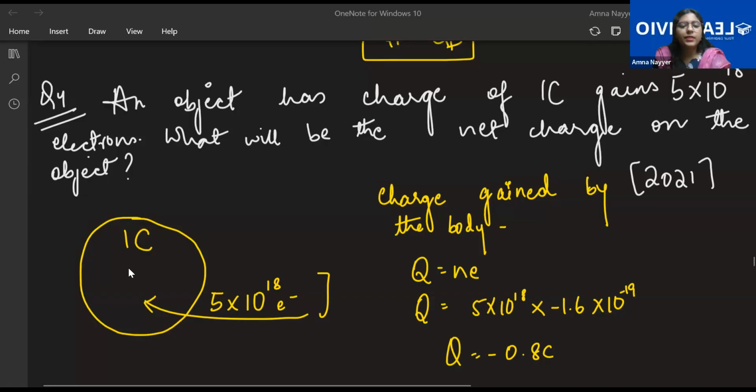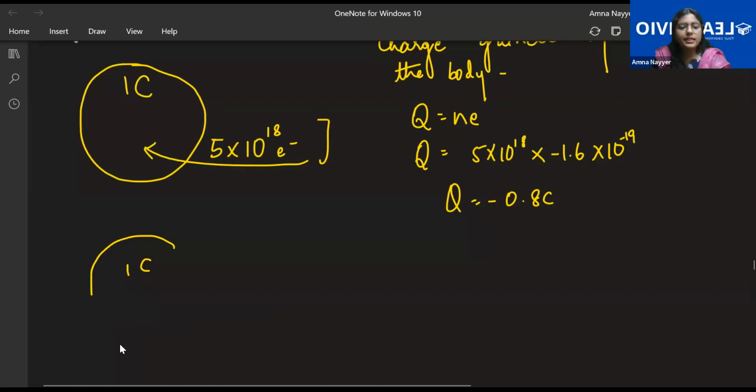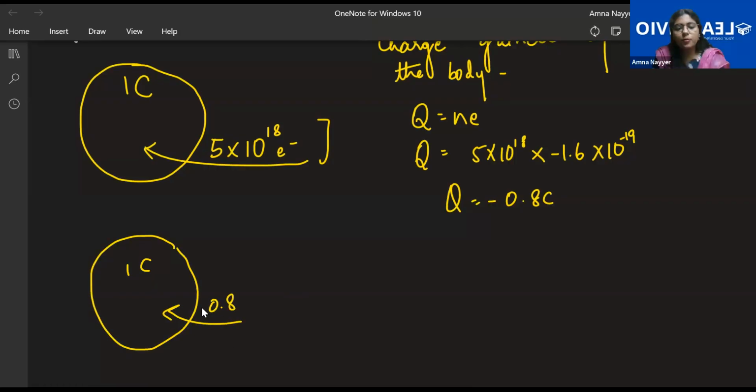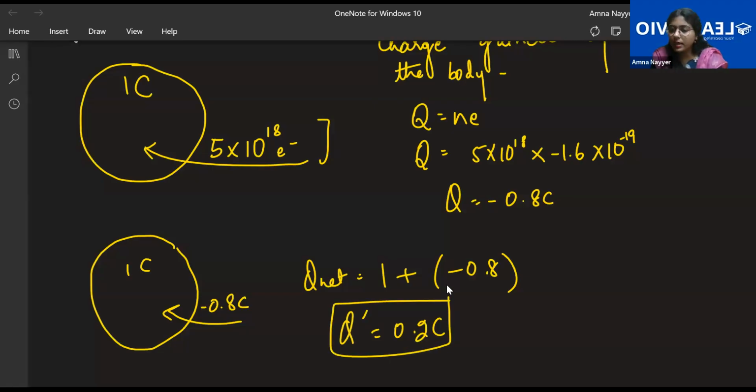Now you can relate it like this. If 1 coulomb is already present in a body, and minus 0.8 coulomb has entered, so the net charge will be now 1 plus minus 0.8. That is 0.2 coulomb. This is the new charge now. Got it? Yes, ma'am.